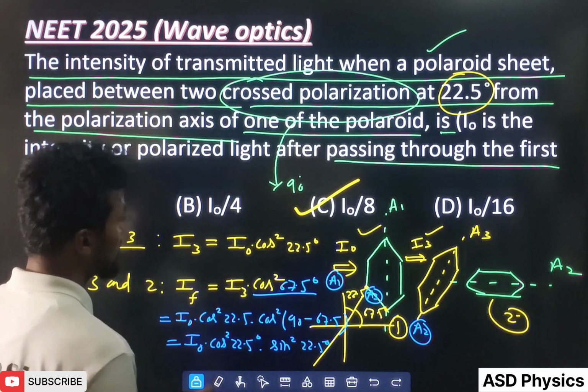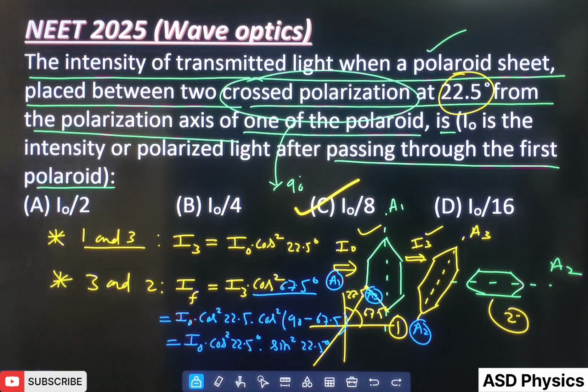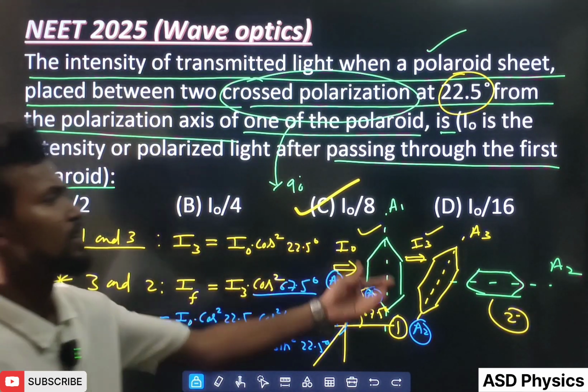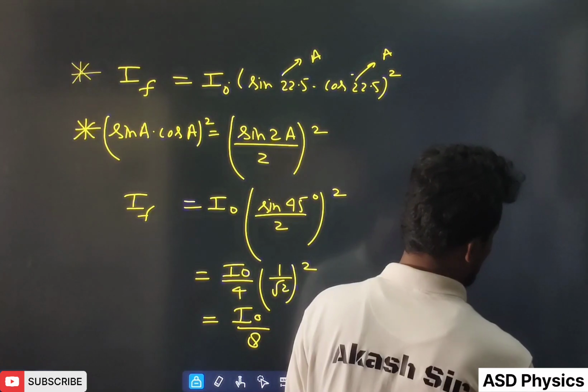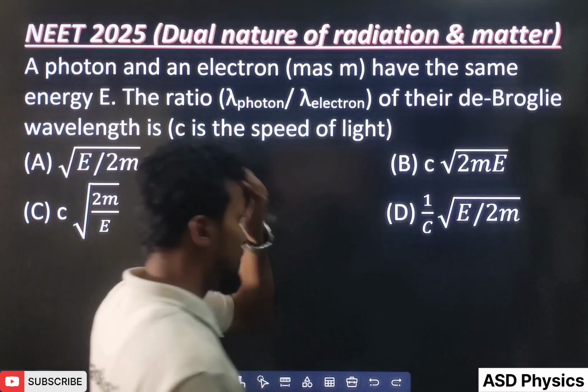Okay, correct option is what here? Option C is the answer. Can you see here? We have just seen the angle between the transmission axis and all. Now, next one, let's see.